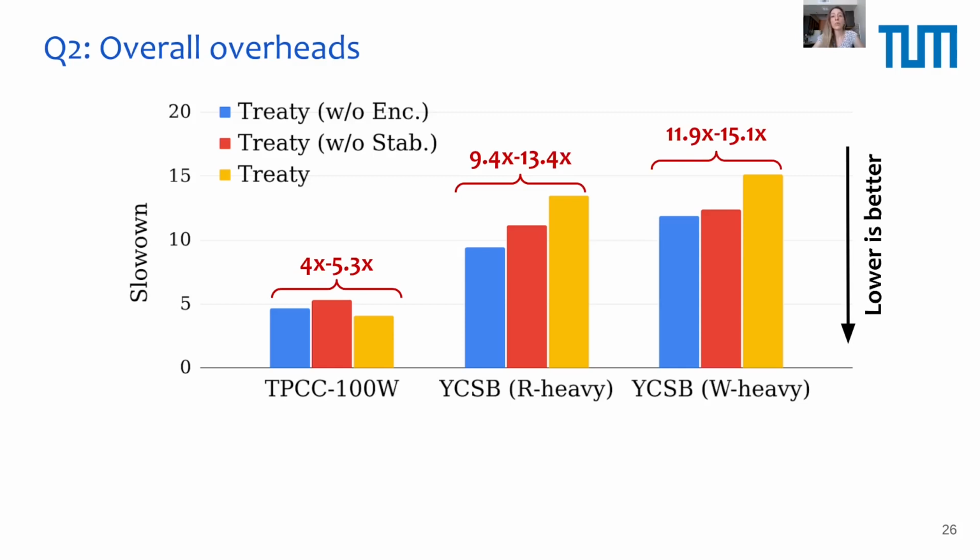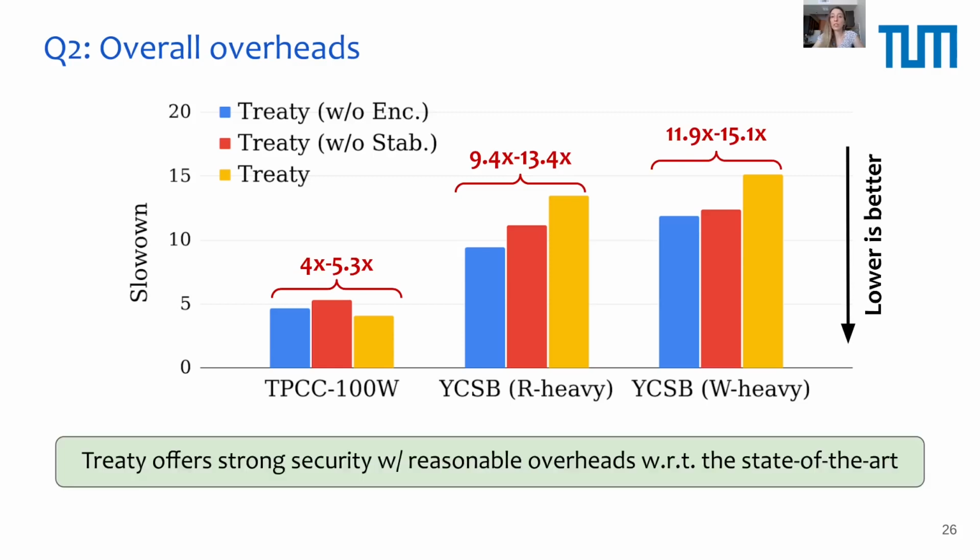In general, we see that Treaty incurs 4 up to 15 times overhead, where the overheads mainly derive from the trusted execution environments. We believe that future TEEs will be able to further improve these overheads. To sum up, Treaty offers strong security properties with reasonable overheads compared to the state-of-the-art secure systems.